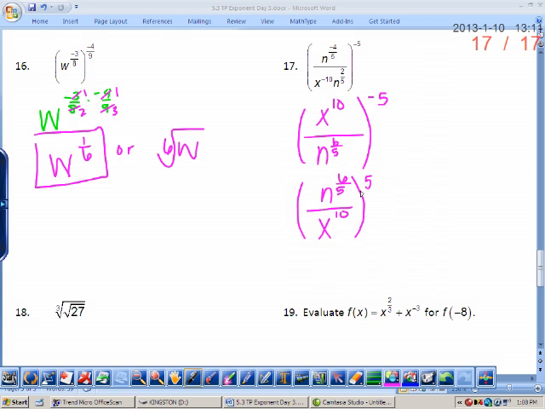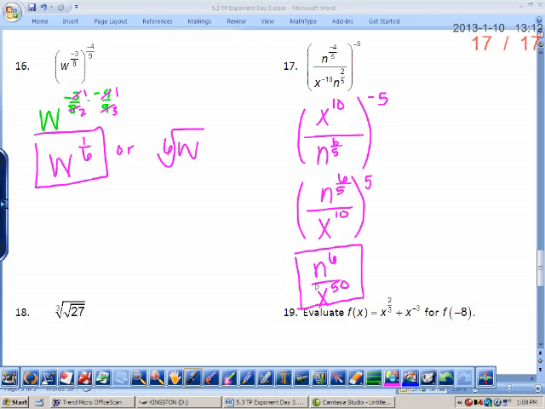Okay, and then what are we going to do? Distribute the 5. Good. So what am I going to get? Nope. These are not the same base, so you can't do anything else to simplify this.